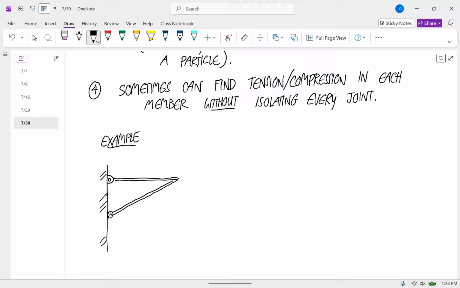And then there's a third member there. So we have a pin joint at the top. At the bottom, we have a roller. And this member makes an angle of 30 degrees with the horizontal. And then let's say there's a 500 Newton force here.